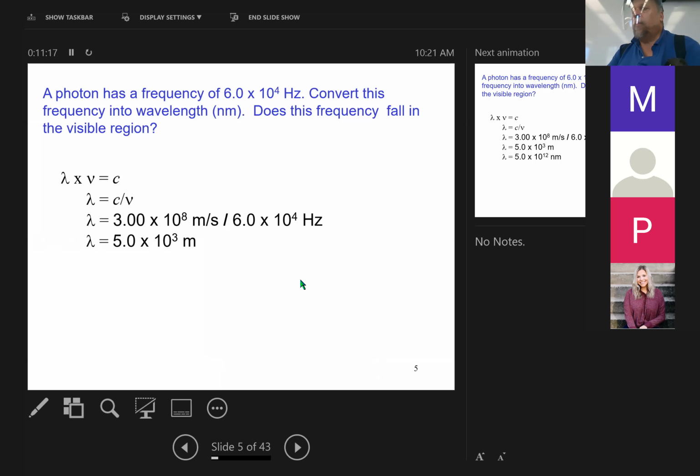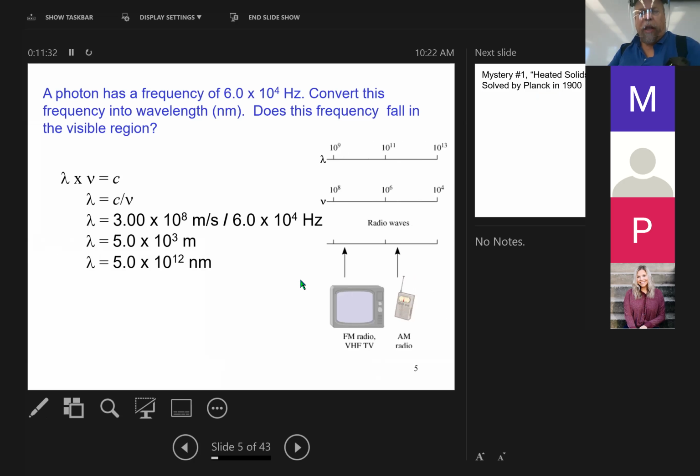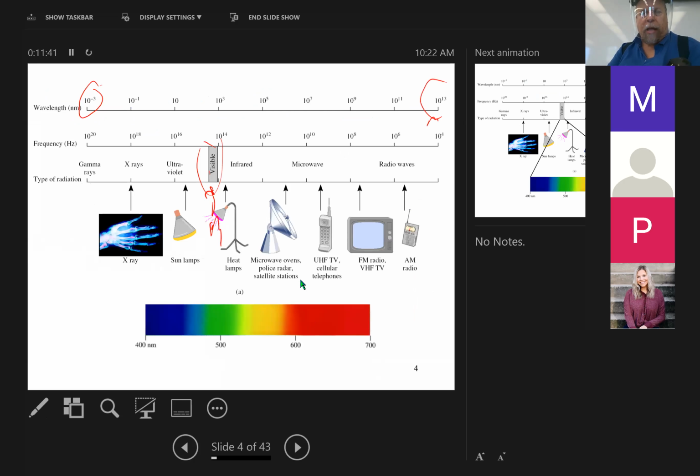How do we know if that falls in the visible region? Well, just look on the chart. 5 times 10 to the third meters, you look at the chart. So let's look at the chart and see where it is. Convert it to nanometers first, and you look and see where it is on the chart. This is the chart here, and it's in the radio wave area, okay, with those long wavelengths. And if I go back on the slides, see right there, that's the slide.